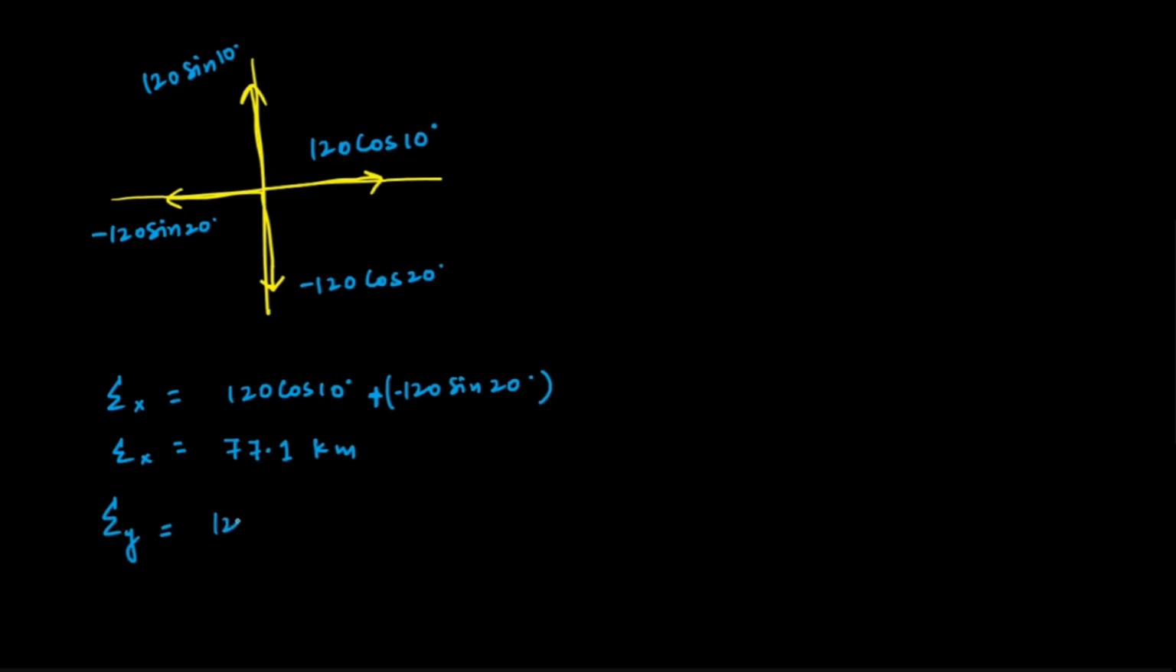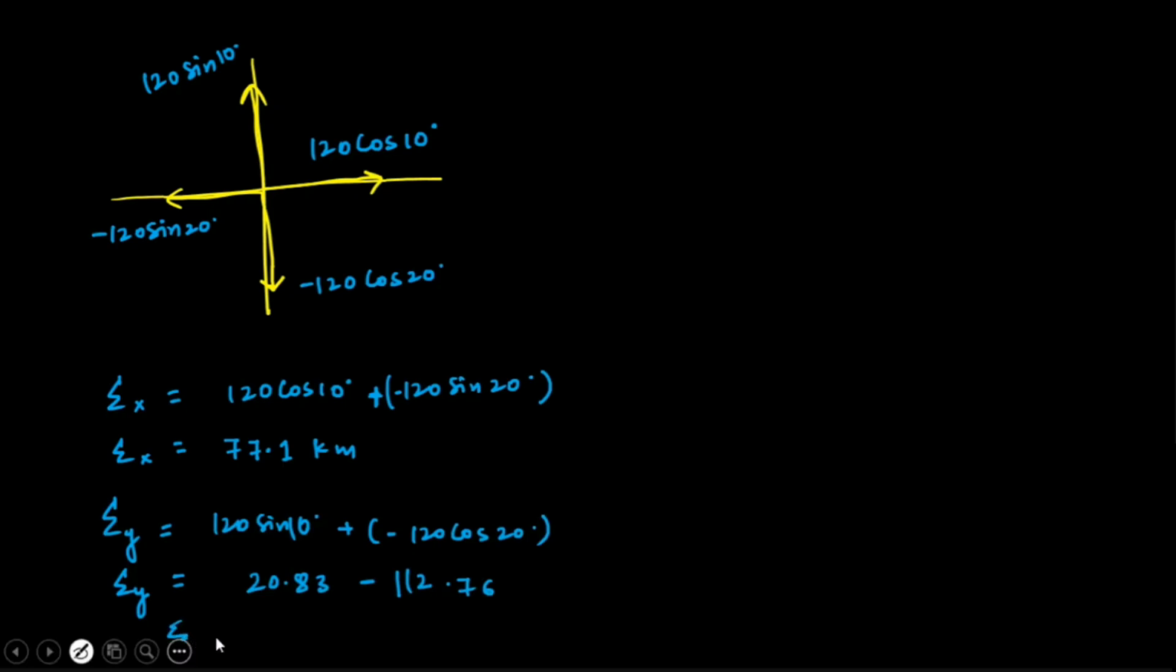So delta y is going to be 120 sine 10 minus 120 cos 20. Remember the process. The process is important. If you understand the process, you can do it. Whatever question comes to you, you can easily solve it. So 120 sine 10 is approximately 20.83, minus 120 cos 20, which is approximately 112.76. So when you solve it, you'll get delta y as negative 91.9 kilometers.